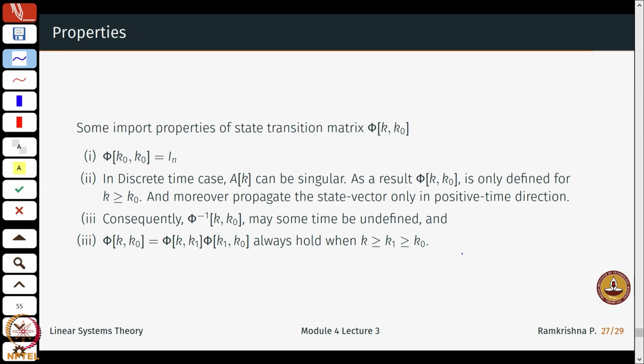The properties will translate very nicely from the continuous time case to the discrete time case, such as what the identity is and so on. The only thing we could encounter, and we will talk about this explicitly when we discuss controllability of discrete time systems, is that this matrix A of k can sometimes be singular, and therefore phi inverse may not necessarily be defined all the time. We will postpone this discussion until we actually encounter such a situation, whereas all the other properties of the state transition matrix remain the same.